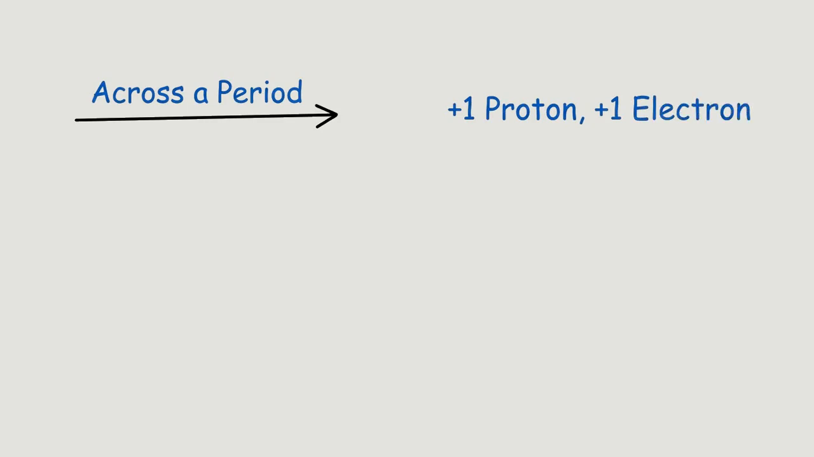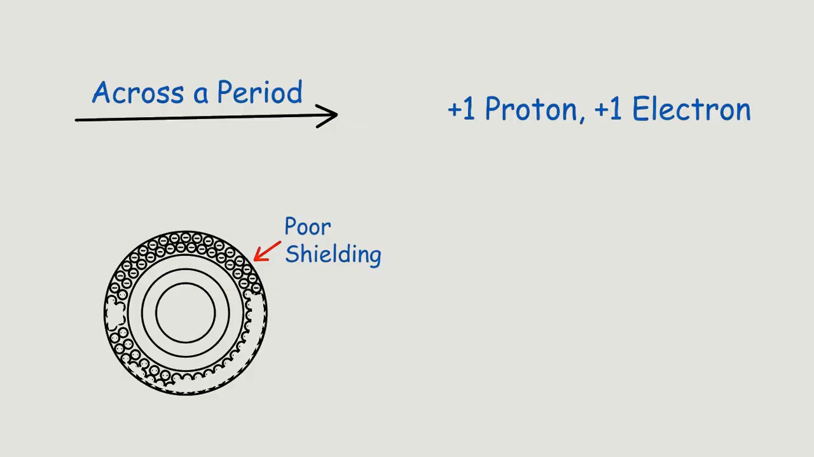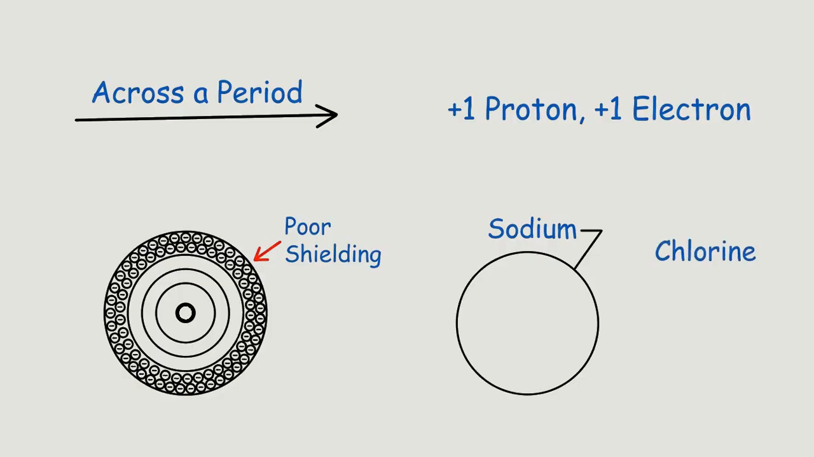Now look across a period, from left to right. Each step adds one proton to the nucleus and one electron to the atom. Crucially, those electrons go into the same principal shell. Because electrons in the same shell shield very poorly, shielding barely changes while nuclear charge increases. Effective nuclear charge rises, the nucleus pulls harder on the valence electrons, and the atomic radius shrinks. That's why sodium is much larger than chlorine, even though chlorine has more electrons.